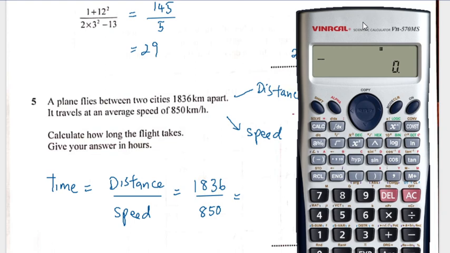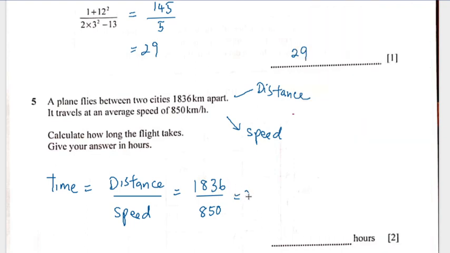Okay, so we will get 1836 divided by 850, which is 2.16 hours. So we write here 2.16 hours. Since the question asks for the answer in hours, and the unit is already hours, your final answer here should be in hours.